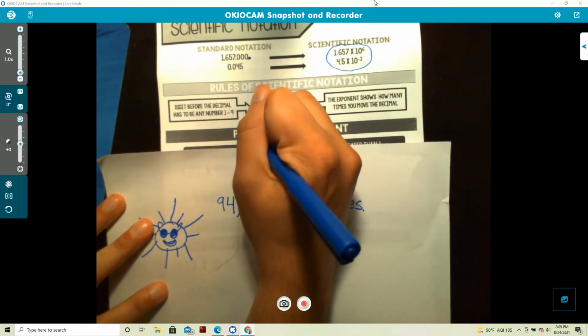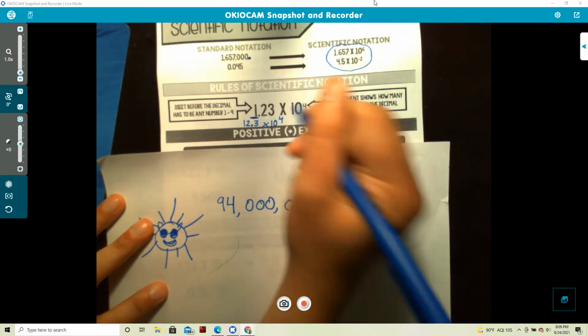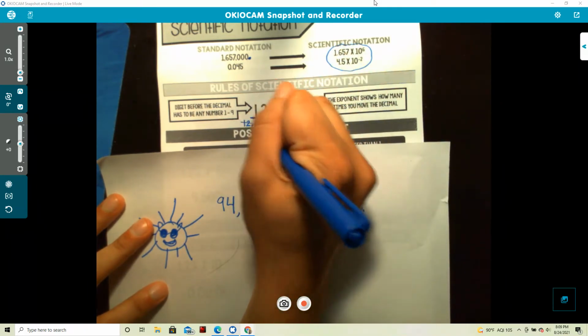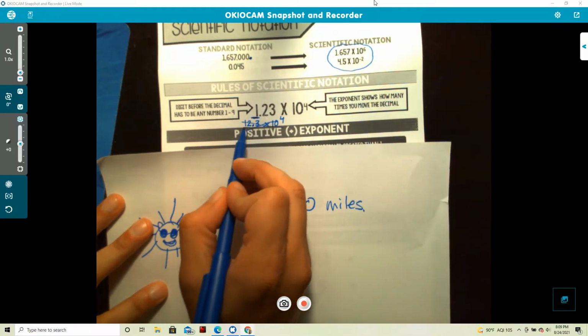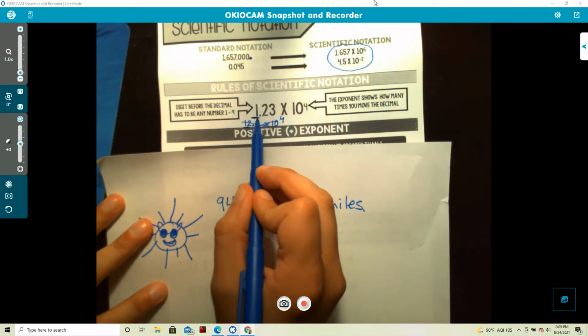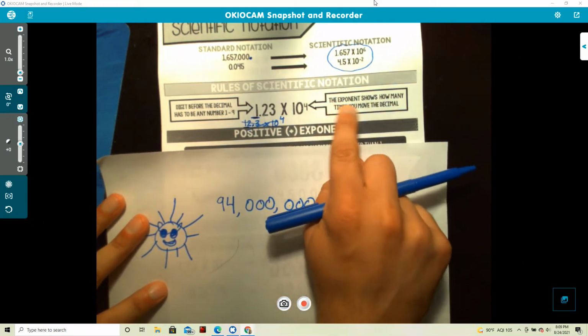If you see something like 12.3 times 10 to the fourth, and it's asking you, is this scientific notation? It would be no, it's not scientific notation because there's two digits before the decimal, in this case 1 and 2. It would have to only be one digit.